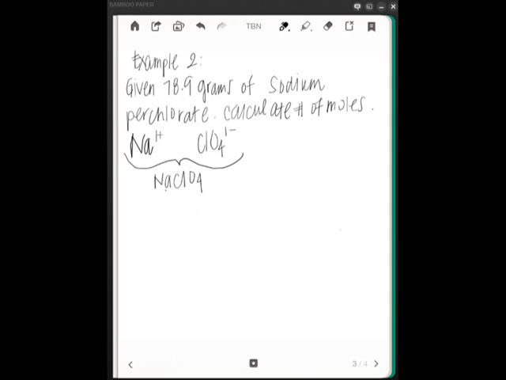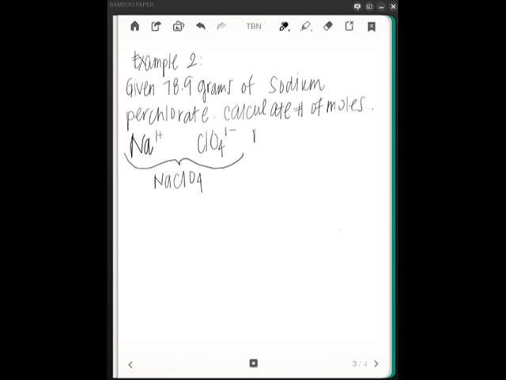Now that is your compound. Once you know what the compound is you are dealing with, you are given 78.9 grams of this, and you're trying to calculate the number of moles. First you have to know how many grams of NaClO4 are in 1 mole. So let's try to find the amount of grams of this compound.